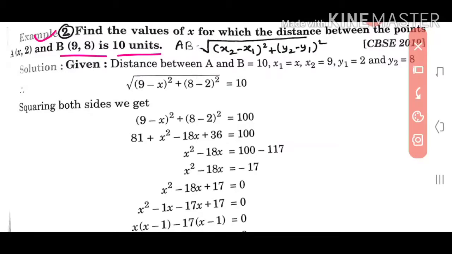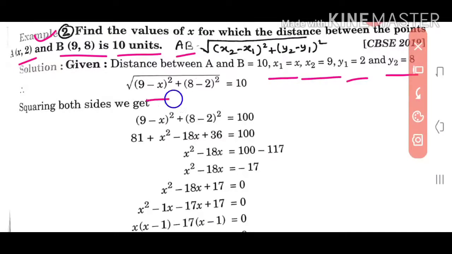So how can we find it? Look here, first we write the formula. The formula is AB equals root of (x2 minus x1) whole square plus (y2 minus y1) whole square. Here the first point is (x, 2), and the second point is (9, 8). So here x1 is x, x2 is 9, y1 is 2, and y2 is 8.